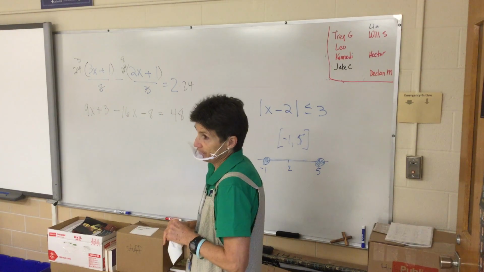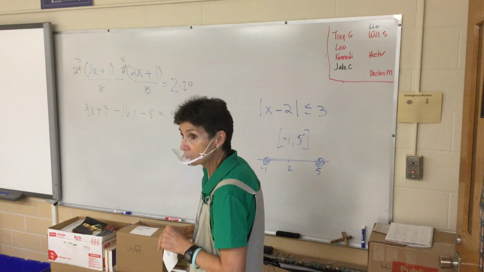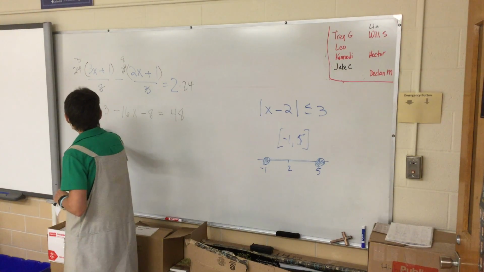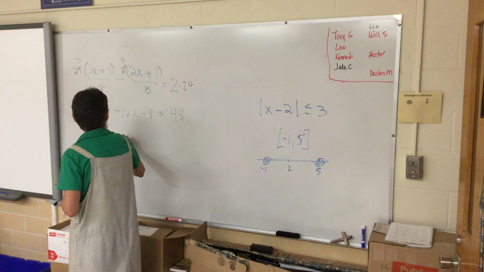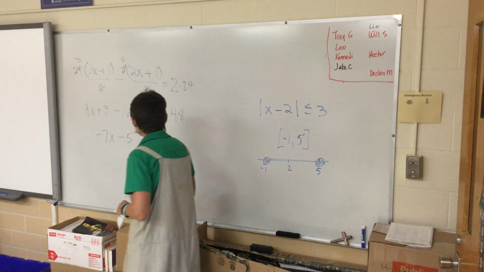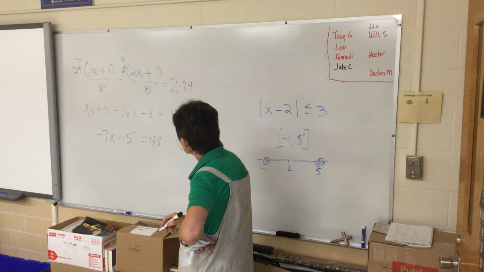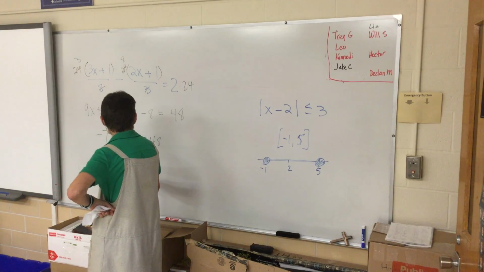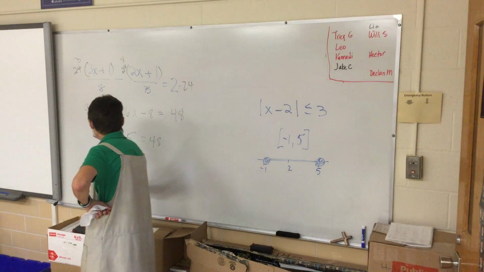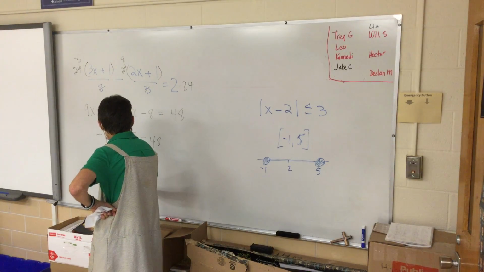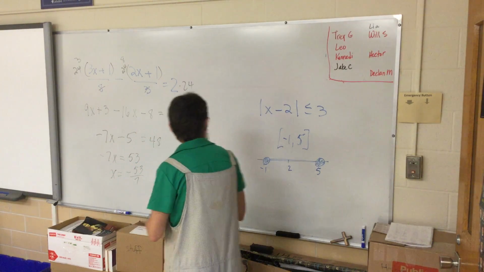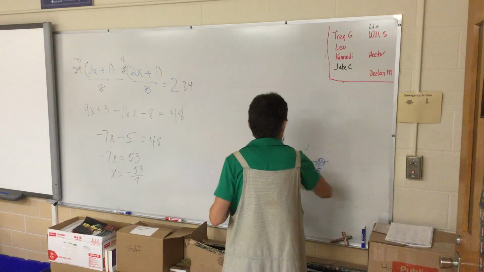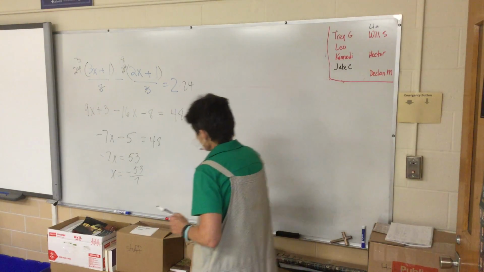All right, now what? Collect like terms, yeah. So let's see, we have a -7x minus 5 equal to 48. So I'll add 5, so -7x equals, what is that, add 5, 53. And I got -53/7 as my answer. Does that look okay?